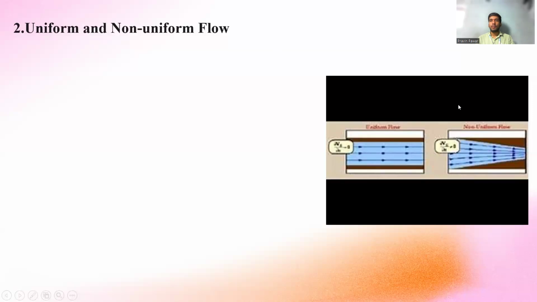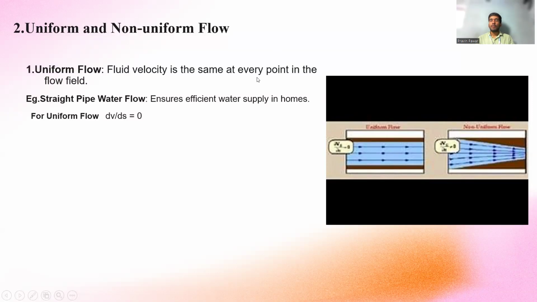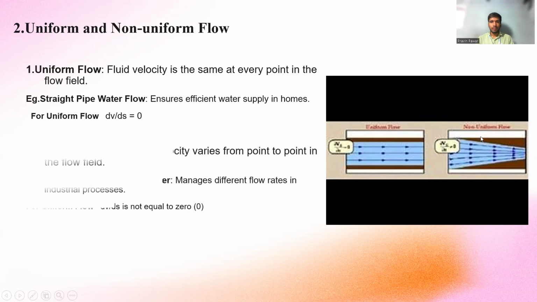Next is uniform and non-uniform flow. So what does uniform flow mean? Uniform flow is that type of flow in which fluid velocity is the same at every point. Whenever you check the fluid velocity at any point at any time, it will be the same. Example: water flowing in a straight pipe ensures efficient water supply in homes. For uniform flow, dV by ds is equal to 0.